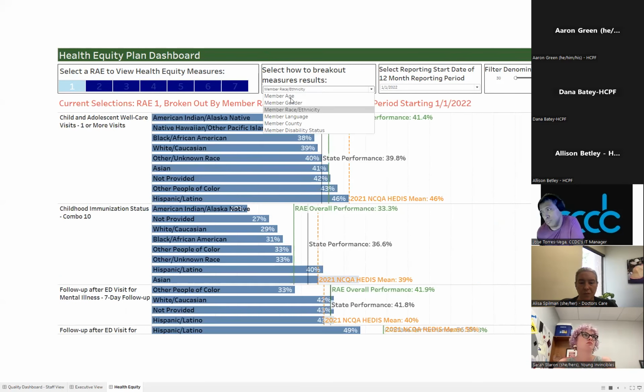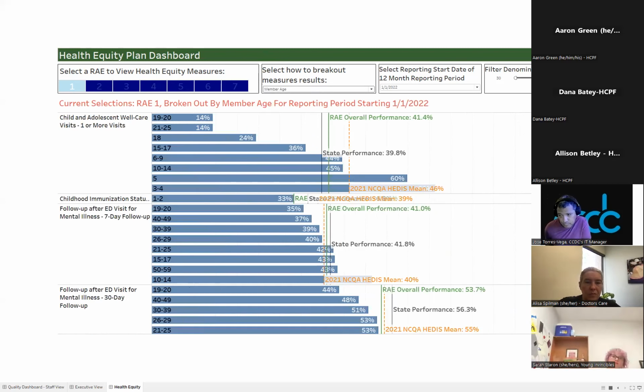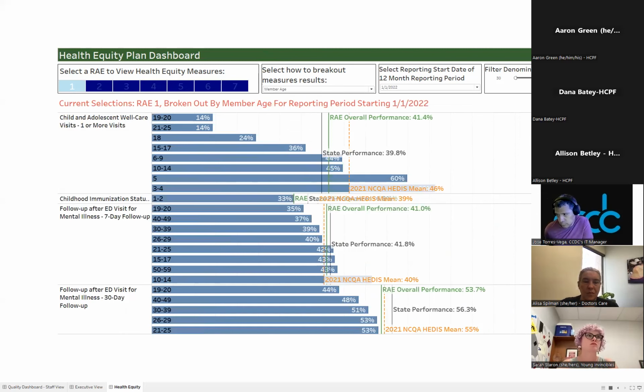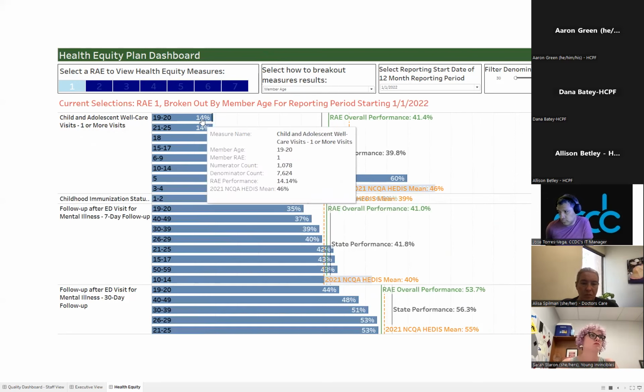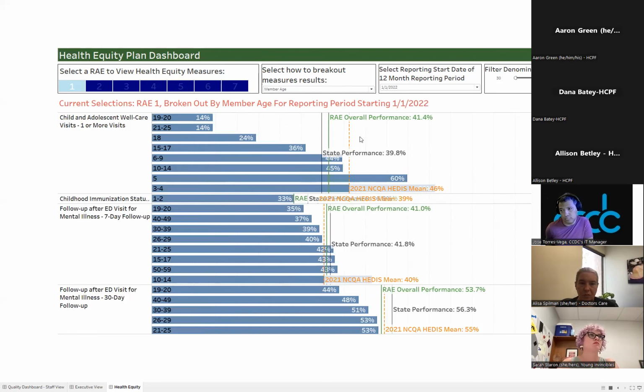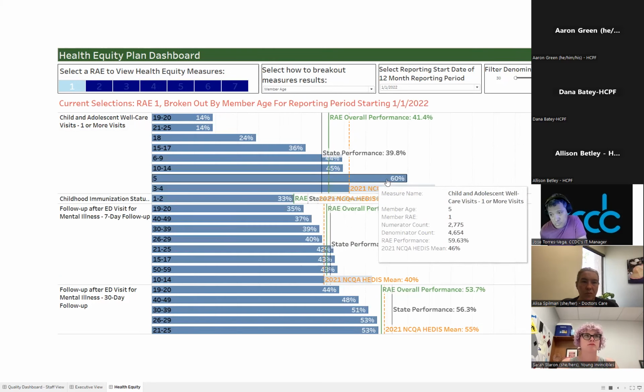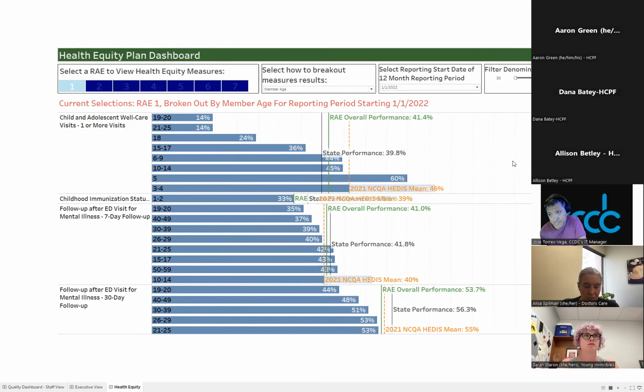Let me show you if we pull that member age in. Then we can see we'll have our different age group breakouts. And again, the bars will always be sorted by performance percentage. So here you can see these older age groups are actually pretty low performing. And then for 3 to 4 and 5 year olds, they're a bit above that overall performance.